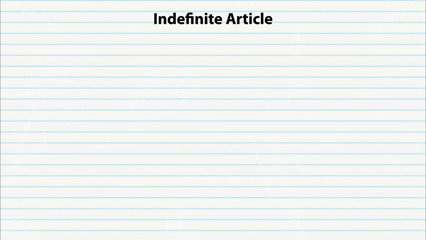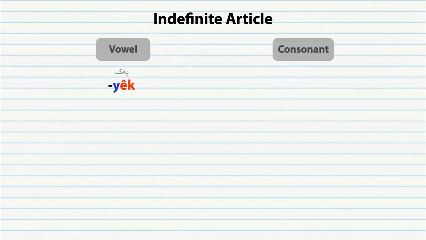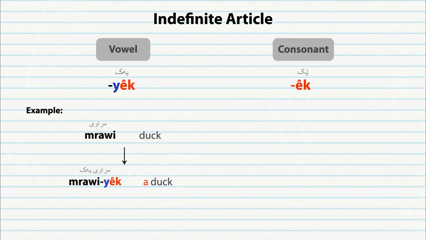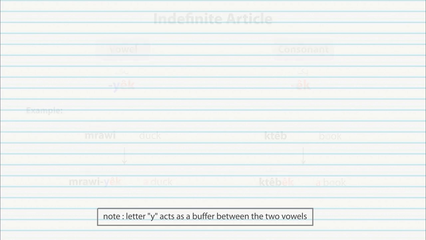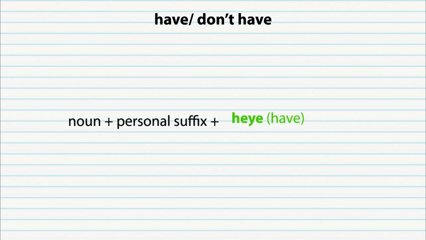Indefinite article. For the words that end with a vowel, add yek, and for the words that end with a consonant, add ek. For example, mrawi, mrawiyek, kitab, kitabek. The letter Y acts as a buffer between the two vowels, since generally, in the Kurdish language, two vowels shouldn't come together. To say I have something or I don't have something, we use heye, niye.